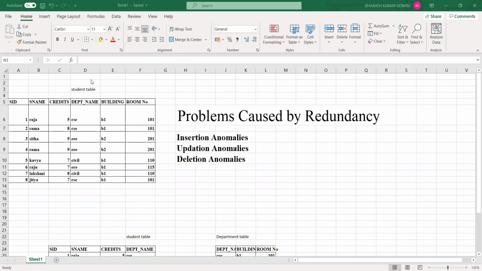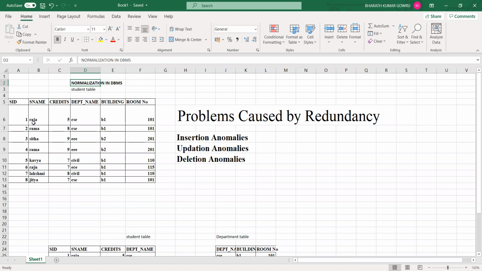In today's session, we will discuss normalization in DBMS. Actually, what is the meaning of normalization? Why are we using normalization? Because of redundancy. With the help of normalization, we will reduce the redundancy. That is our main agenda here.